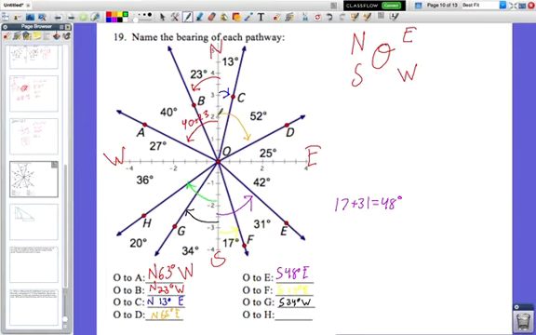Again, notice how all these start at the y-axis. We're never starting at the x-axis. Always start at the y-axis. So going from here, I'm going to add 20 and 34, so that would give me south 54 degrees west. So this is nautical bearings.